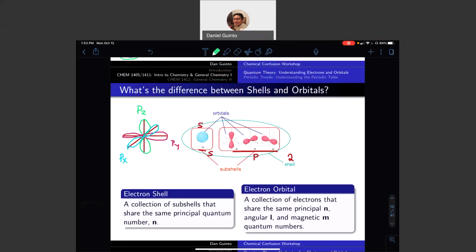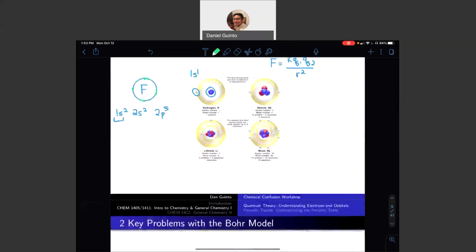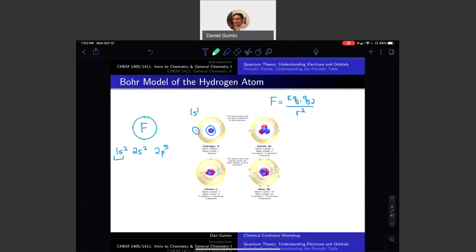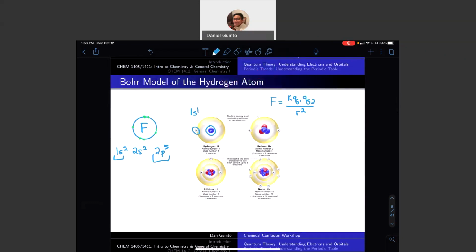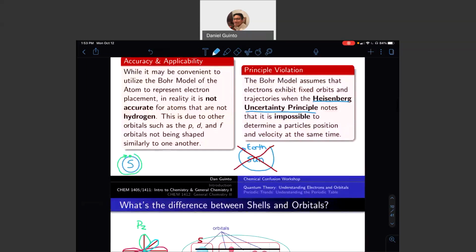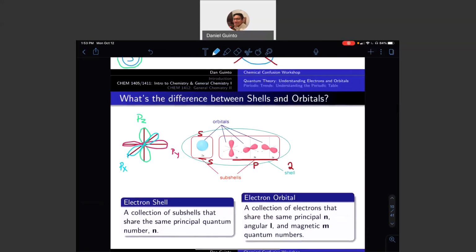So when people want to go back to looking at the Bohr model of the hydrogen atom, considering fluorine has electrons in the p orbital, they're not going to be in a circle. They're going to be in the little shapes that we see here, which isn't necessarily always going to be spherical, which is a problem. Okay, moving on.